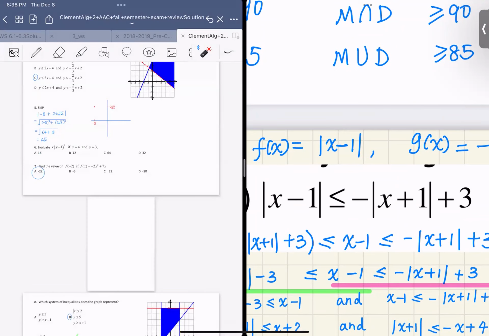Try this. Absolute value of x minus 1 is less than or equal to negative absolute value of x plus 1, plus 3. Do it on your paper. When you finish, text me. I will provide you my phone number again.